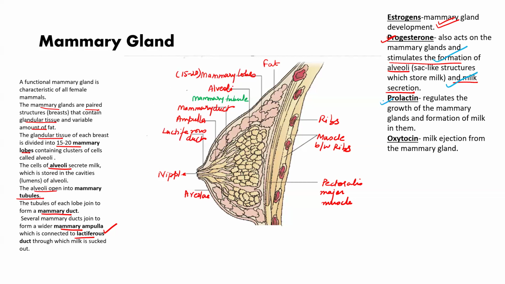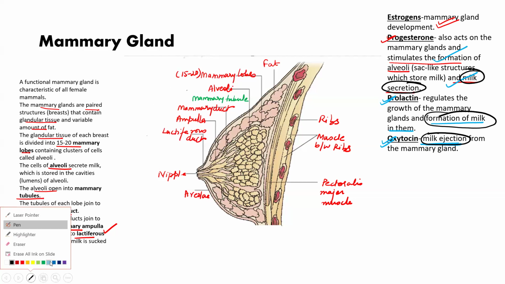But prolactin is the one which is responsible for the formation of milk. And oxytocin is responsible for milk ejection. I hope you are getting my question. Who is responsible for formation of milk? Prolactin. Who is responsible for milk secretion? Progesterone. Who is responsible for milk ejection? Oxytocin.